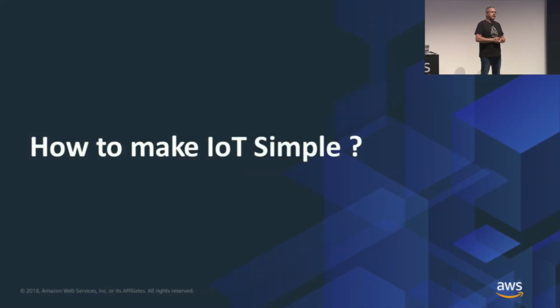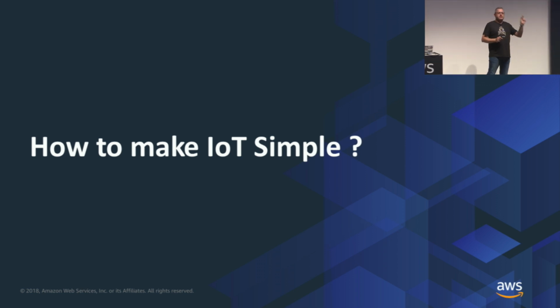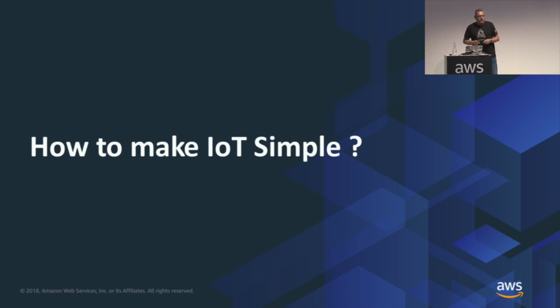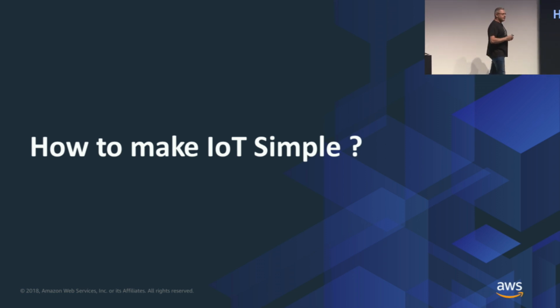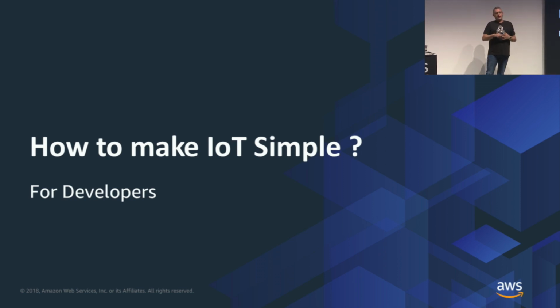IoT is complicated. It's relatively hard to take this concept and build an IoT system end-to-end from the tiny device or sensor to getting the data, analyzing, acting upon this data. And we're constantly looking for ways at AWS to make life simpler to our customers. And specifically, when we're talking about IoT, how do we make IoT simpler for developers? And this is what we're going to focus today on the development world.